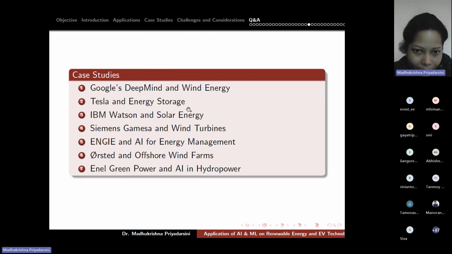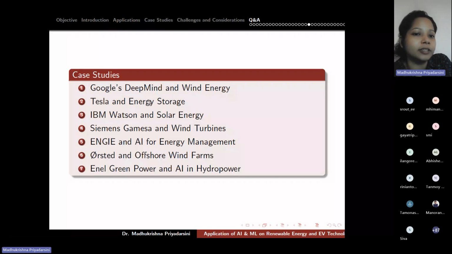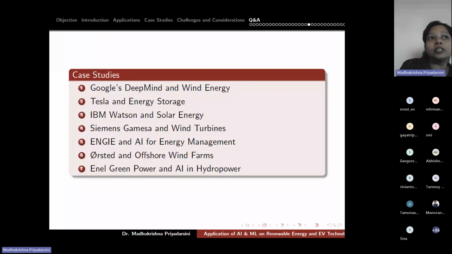So basically in 2024, in the current situation, these are the case studies the companies have developed for renewable energy. It will go for Google's DeepMind. The project name is this one, Google's DeepMind and wind energy. They are basically predicting the winds, or you can say the direction, or how much energy you can provide, or which part of the globe we are going to get more wind energy, and from that we'll go for the sustainable energy creation part.